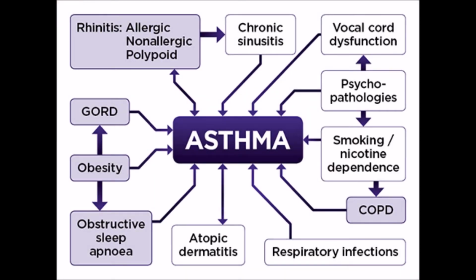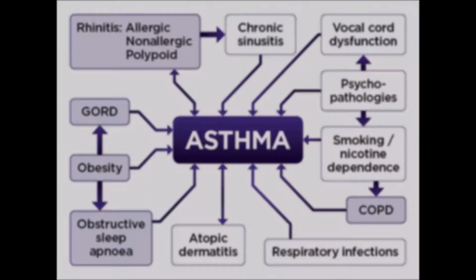Finally, we want to treat any comorbid conditions that the patient may have. These include any of the following that you see here on the screen. The recognition and treatment of these conditions may improve asthma control. Also consider inactivated influenza vaccines for all patients over 6 months of age.